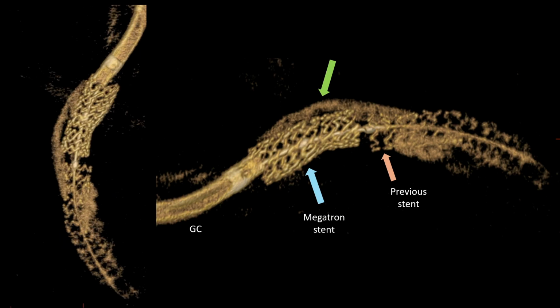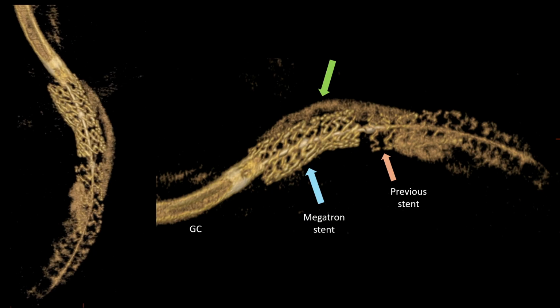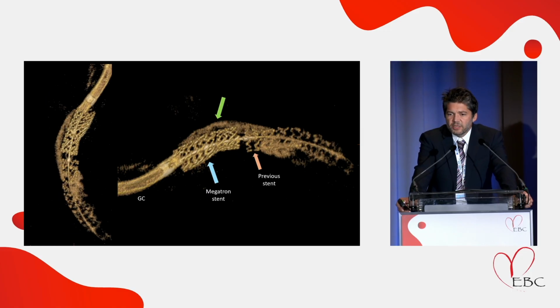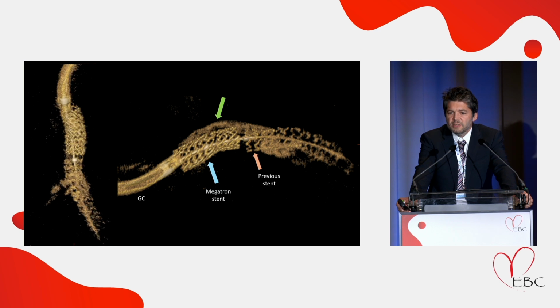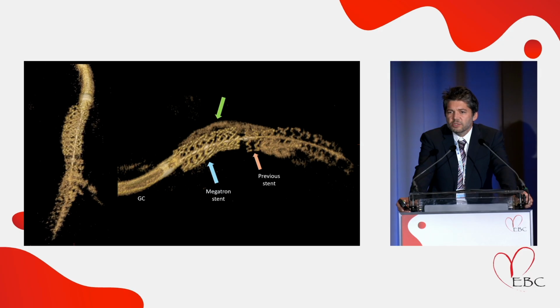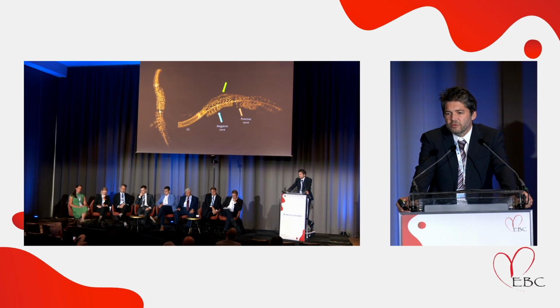I was pleased to see that the structure of our stent was still okay. There was no shortening, no decrease in the internal lumen, despite the very short distance between the guiding catheter and the stent. But you can also see that there was a geographical miss between the distal edge of the new stent and the previous stent.